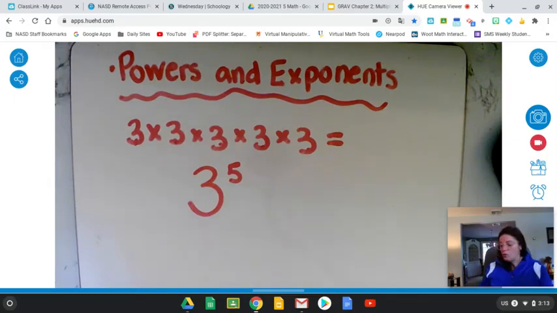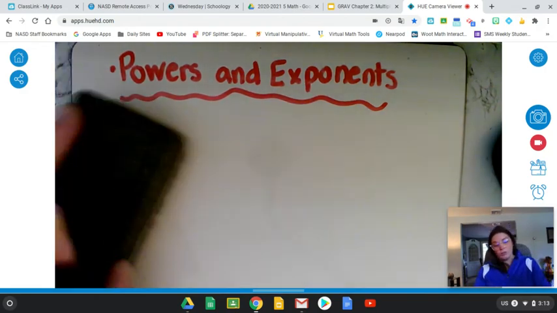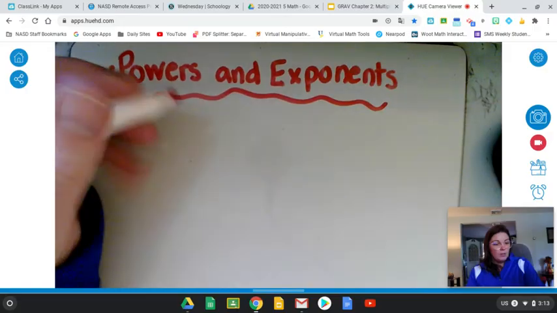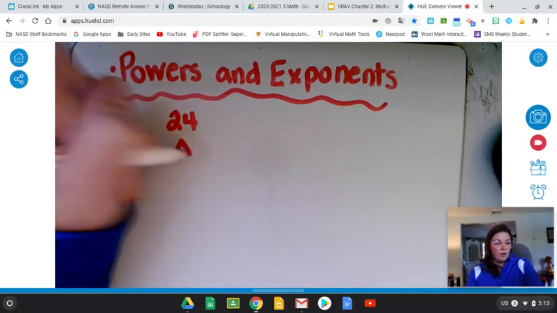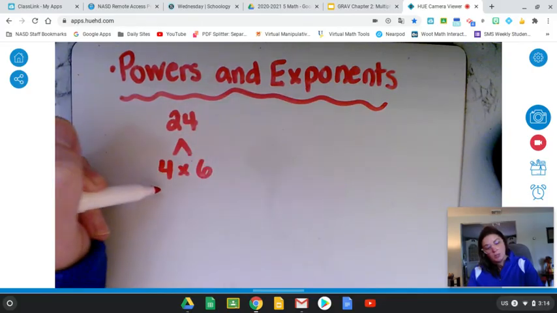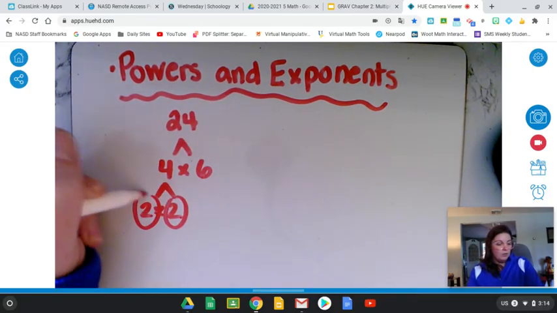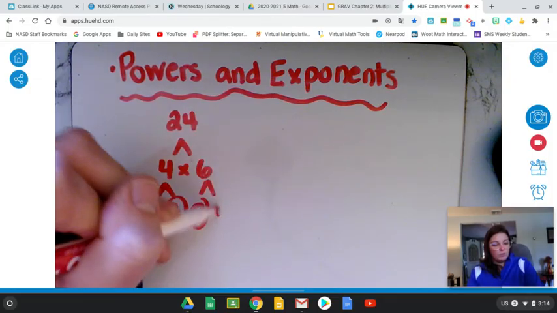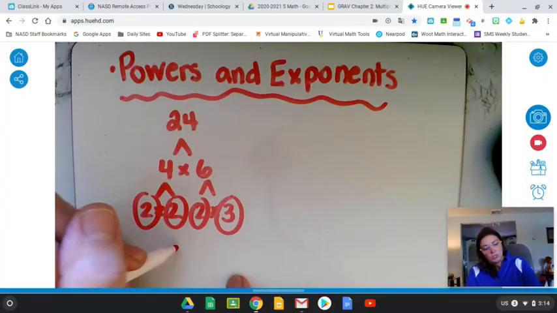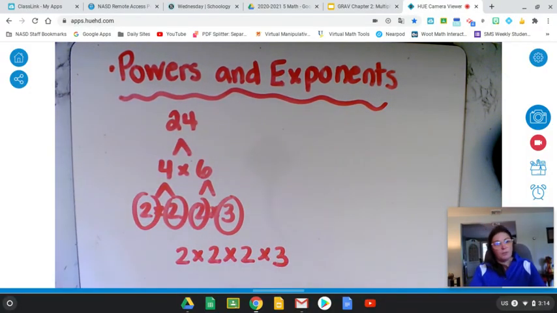All right? You can also use powers and exponents when you do prime factorization. So let's say that you do the prime factorization of a number, such as 24. Okay, 24 is made up of 4 times 6. 4 can be made up of 2 times 2. And 6 can be made up of 2 times 3. So one way to write that prime factorization is 2 times 2 times 2 times 3.